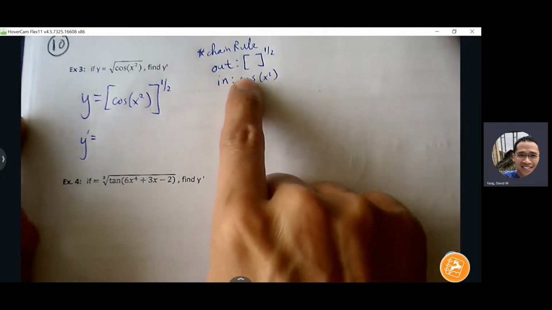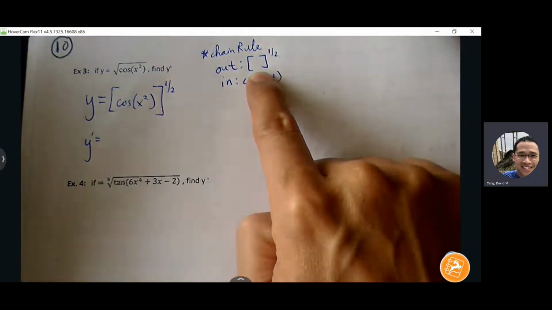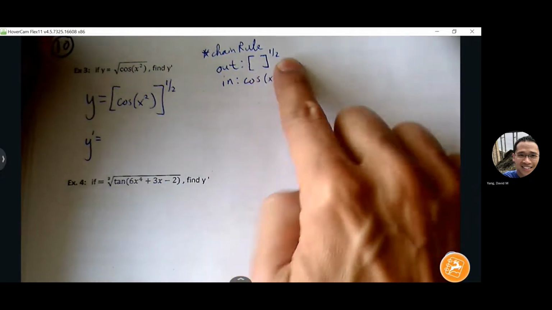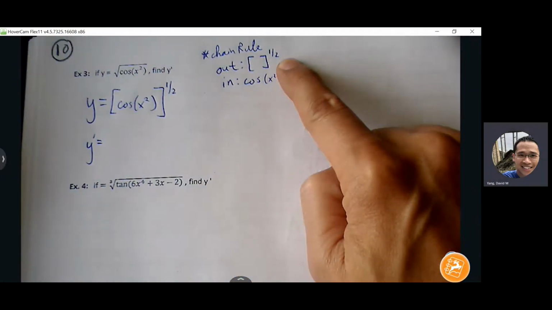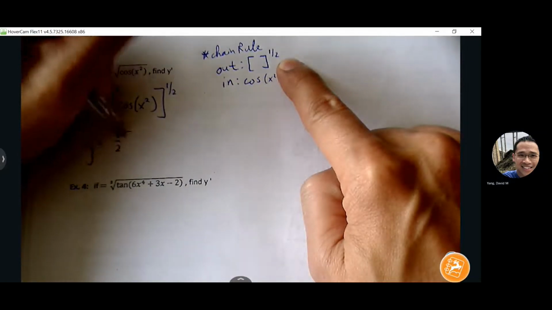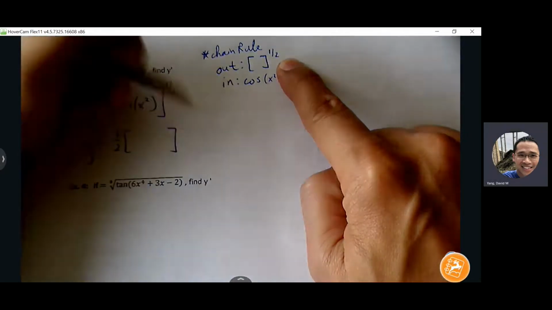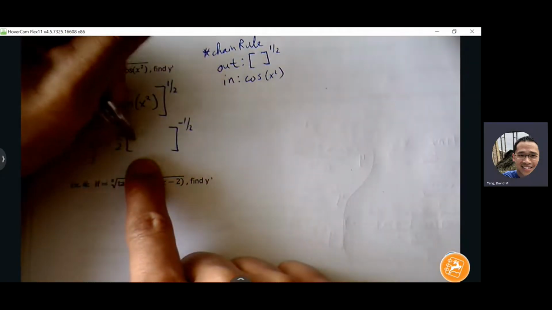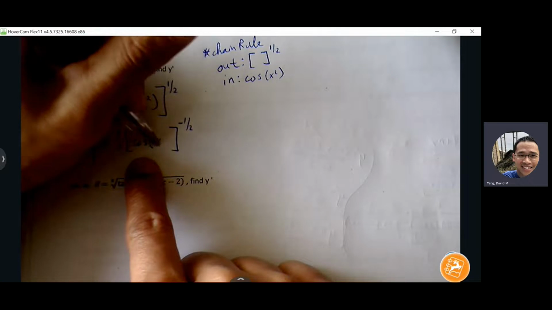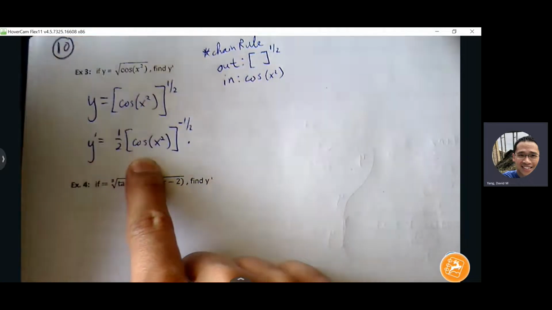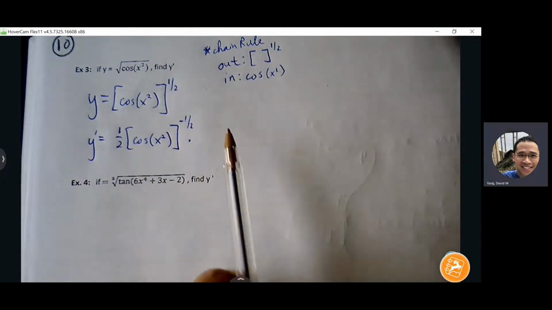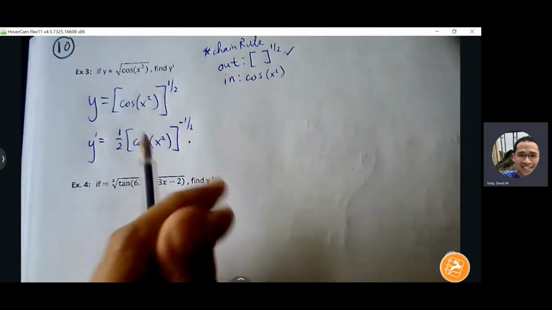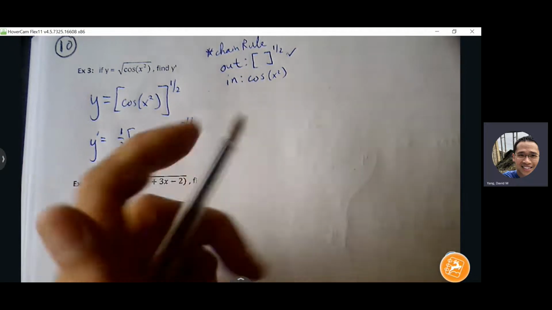Okay, outside's derivative. What is that going to be? Power rule, right? 1/2, bracket to the negative 1/2. What goes inside here? Yeah, don't do anything with that derivative just yet. Copy it down. And now that we're taking care of the outside, we can move into the inside, but inside is going to be in a separate space.